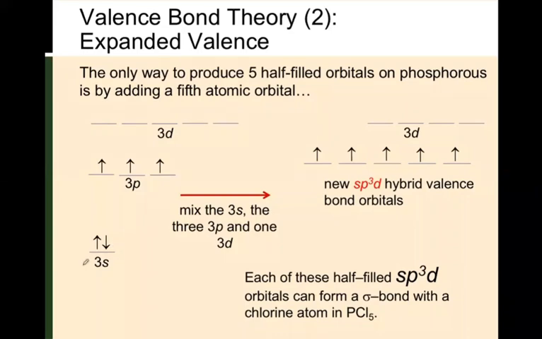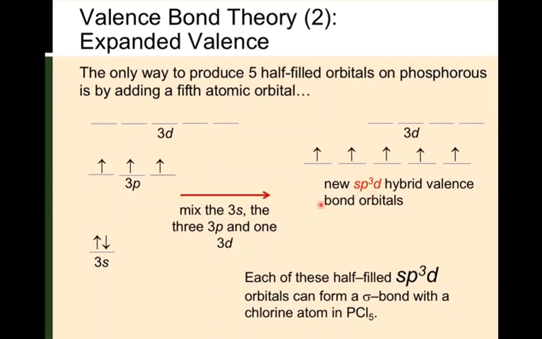So here we do some mixing. We mix the 3s, the 3p, and the 3d, and we get these new sp3d hybrid valence bond orbitals. The reason is that we've taken one s orbital, this one. We have taken 3 p orbitals, these 3, and we've taken one of the d orbitals. Which one we take at this stage doesn't matter. So we take one of the d orbitals and we form an sp3d hybrid valence bond orbital. Really, the names of these orbitals are just a combination of the orbitals that make up the hybrid valence orbitals.